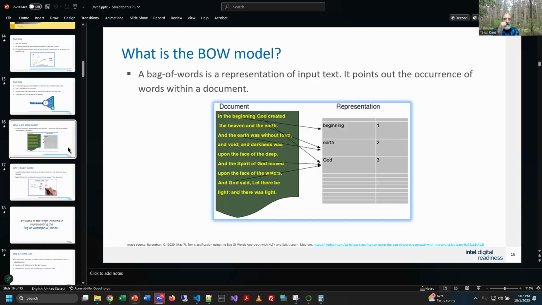So it says here that bag of words is a representation of input text that points out the occurrence of words within a document. So for example, notice how they're pulling a little snippet clearly from Genesis in the Bible, right? And they're analyzing the words there, and they find the word beginning, and that happens once. And then we find earth. Well, that happens twice. And then we talk about God, that happens 3 times.